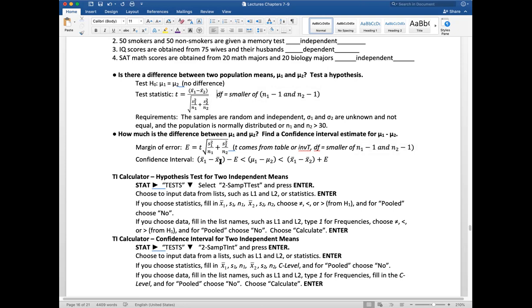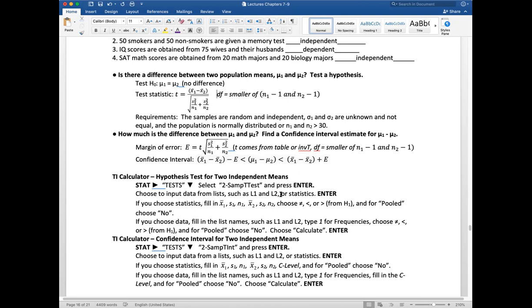Okay, so the margin of error is the formula right there, E, and the confidence interval must be x1 bar minus x2 bar minus E. Mu sub 1 minus mu sub 2, which is the difference between two population means, is bounded by the difference between sample means minus E, and the difference between sample means plus E.